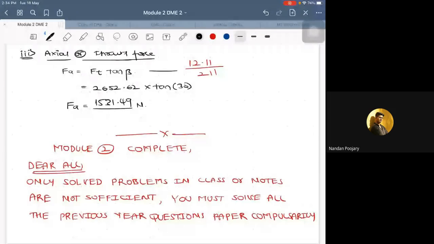Understood? So we have solved many problems in the class. All are easy. Even if you go for question papers also, the problems are easy over there. It seems you can do it. But please do practice it.